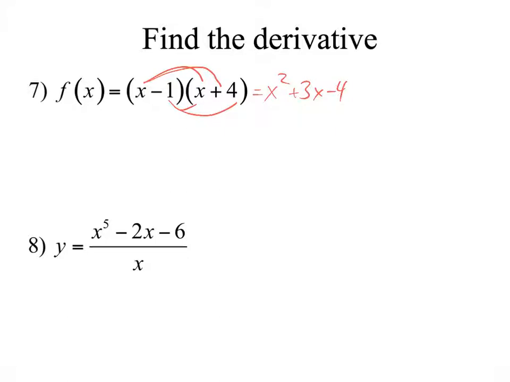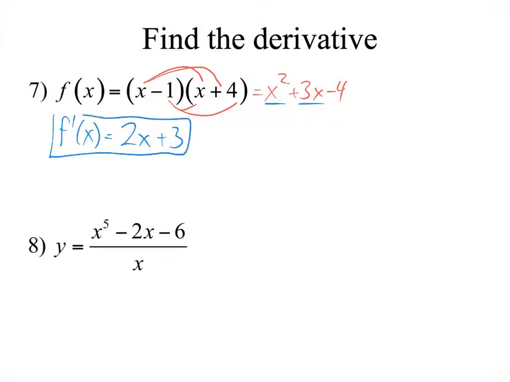Then you apply the power rule. So f prime x, the first piece is going to be 2x. The second piece is going to be 3. And the last part, do I have to put minus nothing? Kind of pointless. And we're done. There it is. That's the derivative.